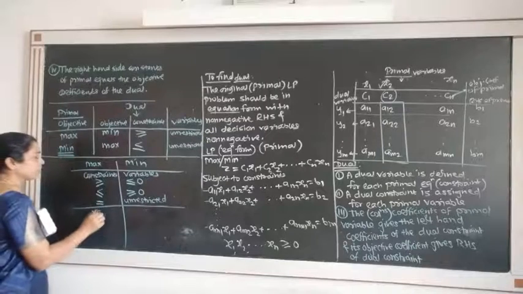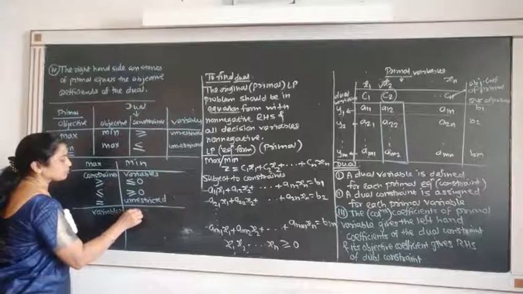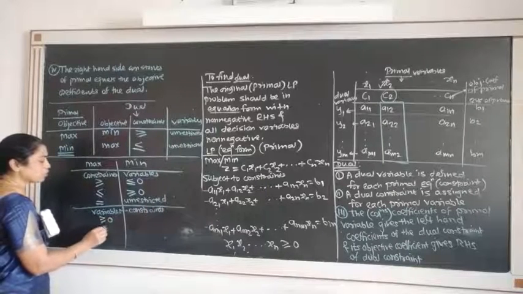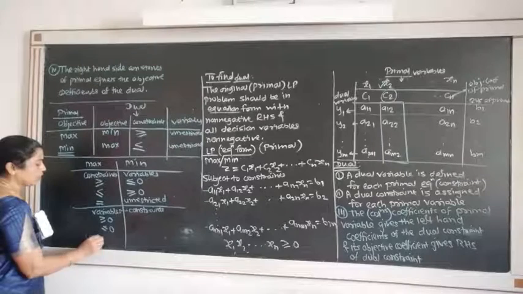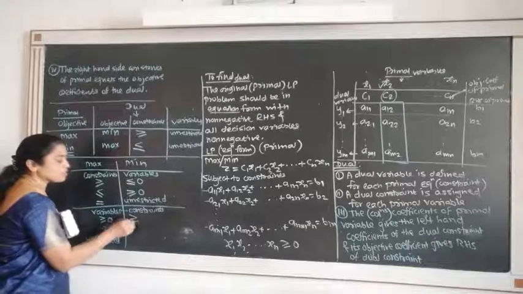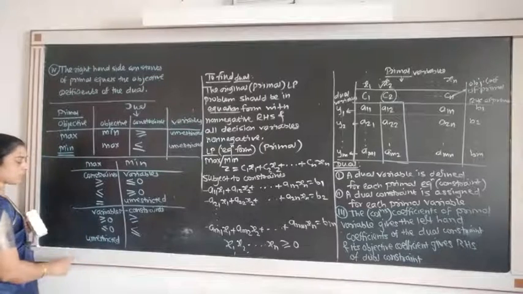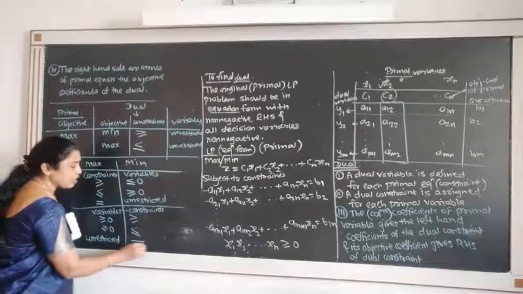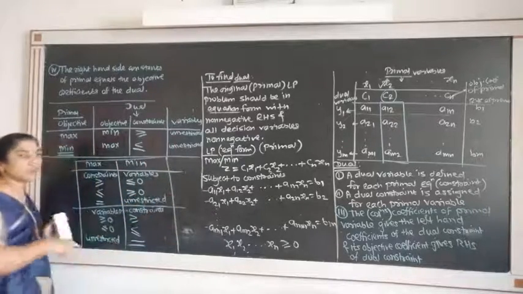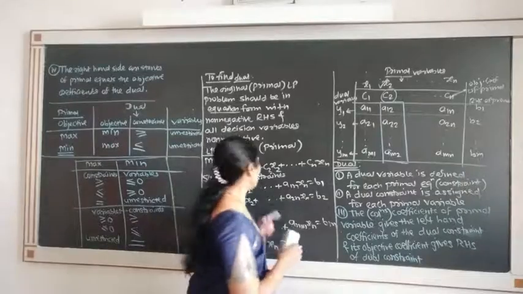Now suppose in maximization you consider the variables, then in minimization they become constraints. The variables may be greater than or equal to 0, less than or equal to 0, or unrestricted in sign. If the variables are greater than or equal to 0, the constraint is also greater than or equal to. If the variables are less than or equal to 0, the constraint is less than or equal to. And if the variables are unrestricted, the constraint becomes equal to. Once you remember this, you are able to see what the changes in dual will be corresponding to the primal. So see the example.